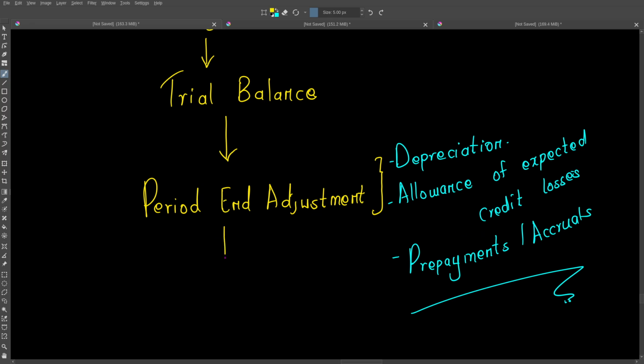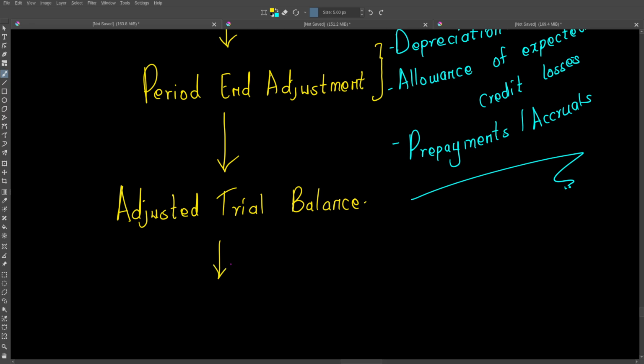Once you do those period end adjustments, then you're able to get the adjusted trial balance, which you now use to prepare your financial statements. In this case, we are going to start with the balance sheet, or rather the statement of financial position. Mostly you're going to see people, when preparing the financial statements, start with the balance sheet and then go to the statement of profit or loss. So first, let us look at how we prepare the balance sheet.